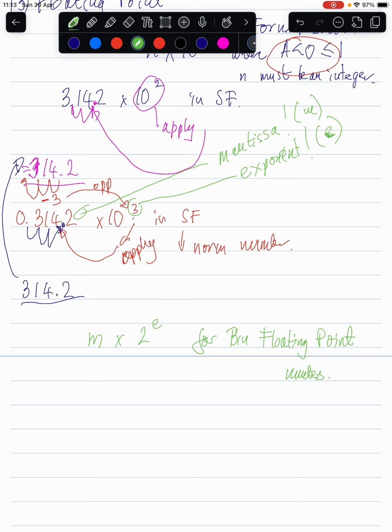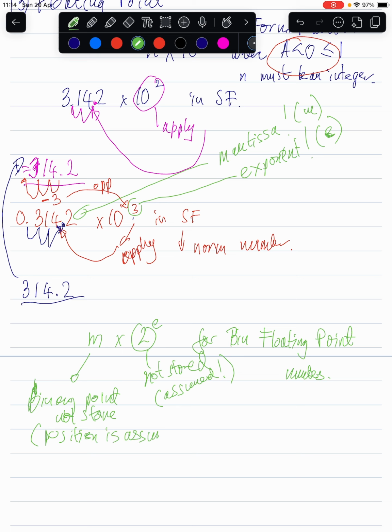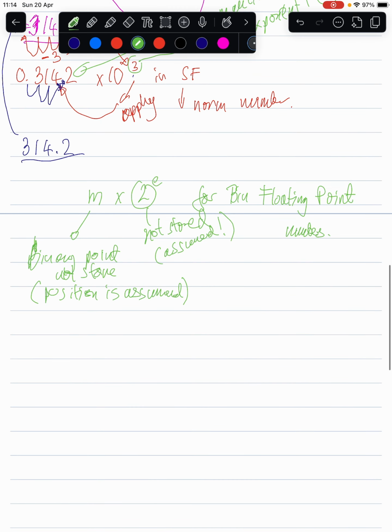Now, this is not stored, it is assumed. And the decimal point here, sorry, the binary point, is not stored, because its position is assumed too. We don't want to use up bits because we want to use that to keep the accuracy of the number. Okay, so what does that look like?